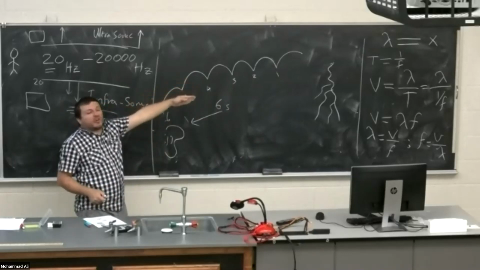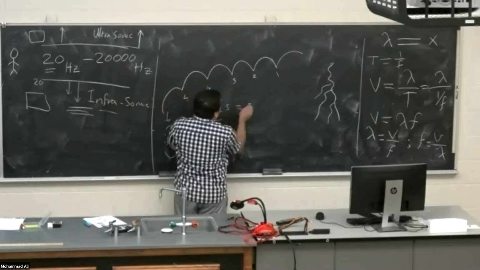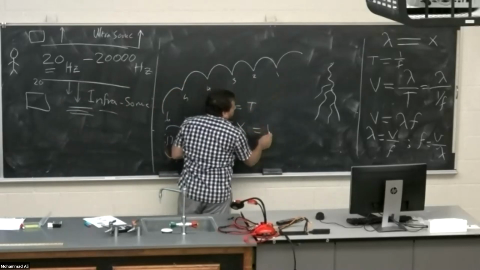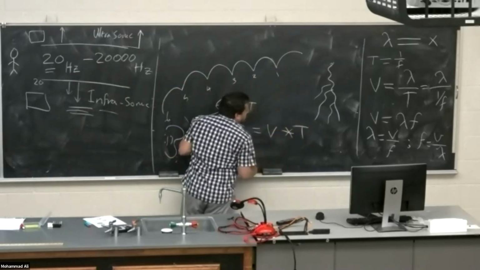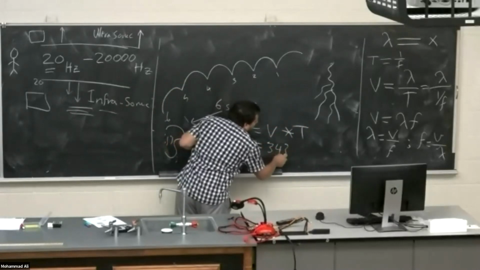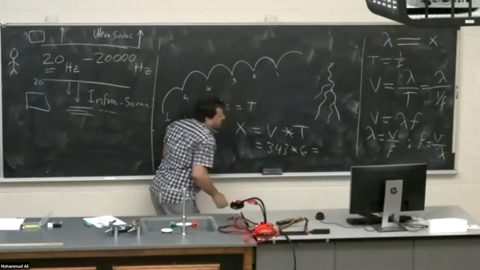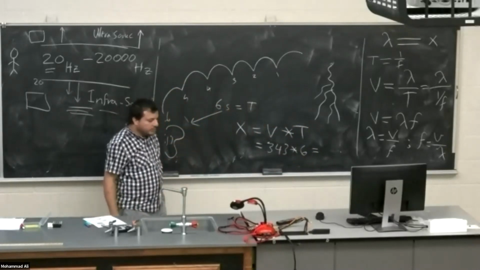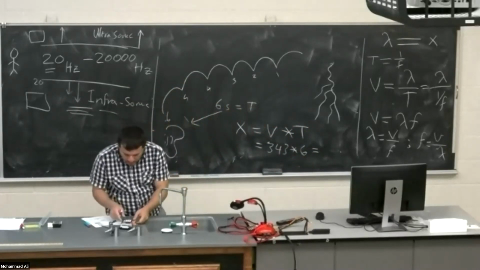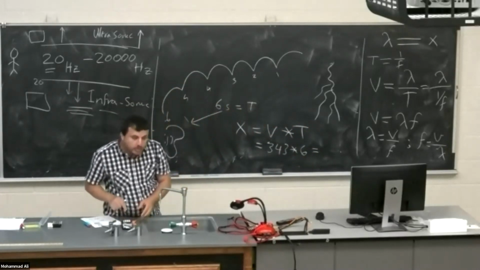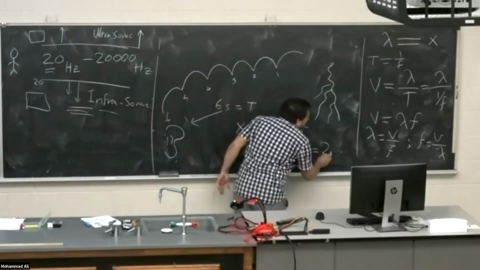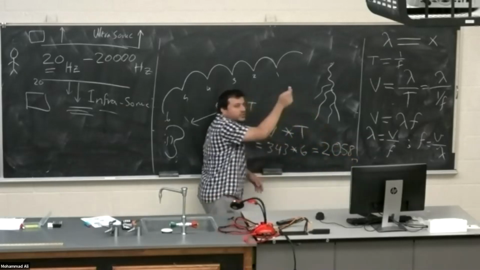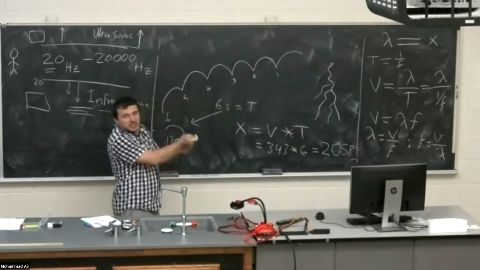How far is the storm from you? This is the time. You need to find x, which is the distance from the storm. It is equal to the velocity multiplied by the time. The velocity is 343 multiplied by 6. It will be equal to maybe how much? Two thousand fifty-eight meters. It's 2 kilometers away from you. This is a simple example.